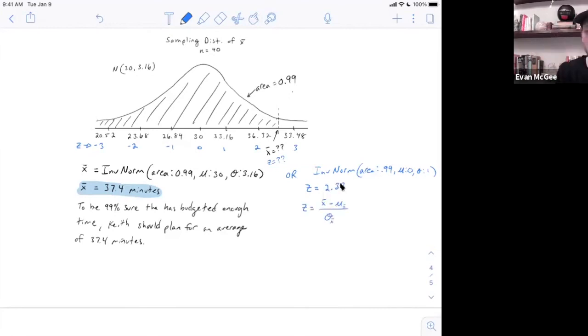Then I can use the z-score to find X bar. So the z-score for this would be the observation minus the mean of the distribution divided by the standard deviation of the distribution. And so I can plug in the mean and the standard deviation and then simply solve for X bar. So plug in the mean and the standard deviation, solve for X bar, and you'll also get 37.4 minutes.